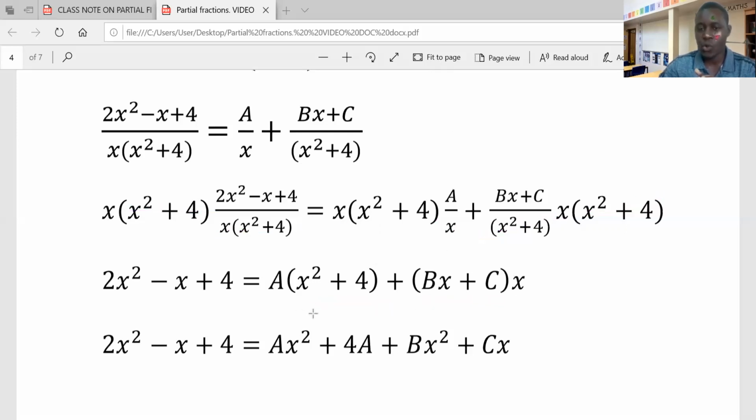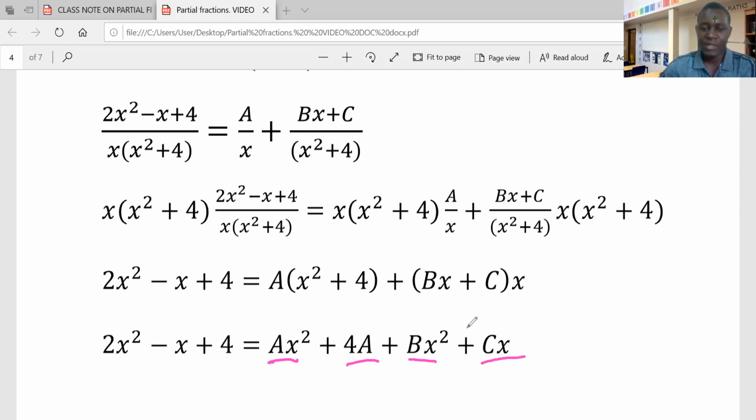So the next step is to open up our bracket. If we open up our bracket, we have a times x squared, that gives us ax squared. A times 4 gives us 4a. Then we have bx times x, that gives us bx squared. And then we have c times x, that gives us cx.